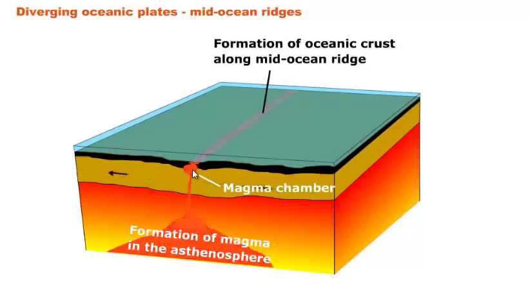When the two plates move away from each other, the empty space between them here is filled with this magma. It's immediately filled with the magma that comes up from the magma chamber. The magma immediately crystallizes in a couple of seconds and forms new oceanic crust.